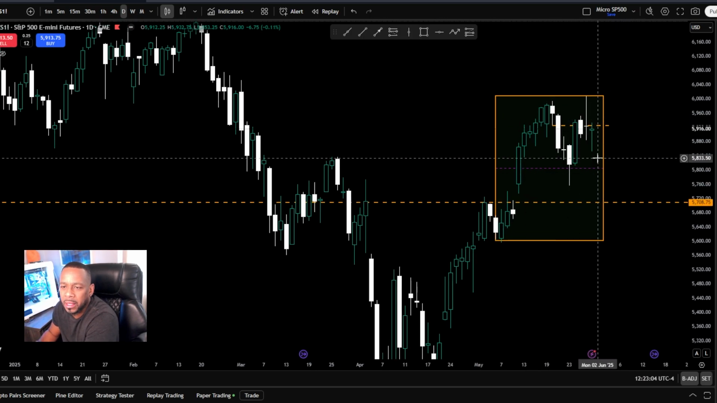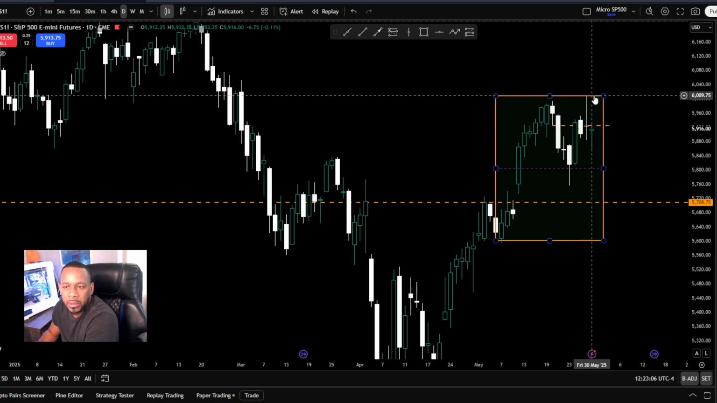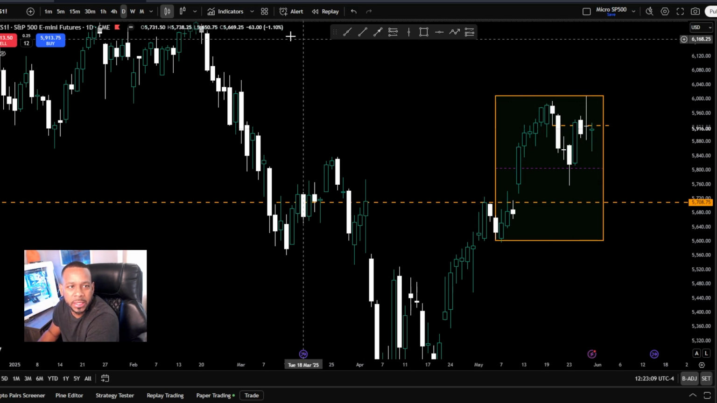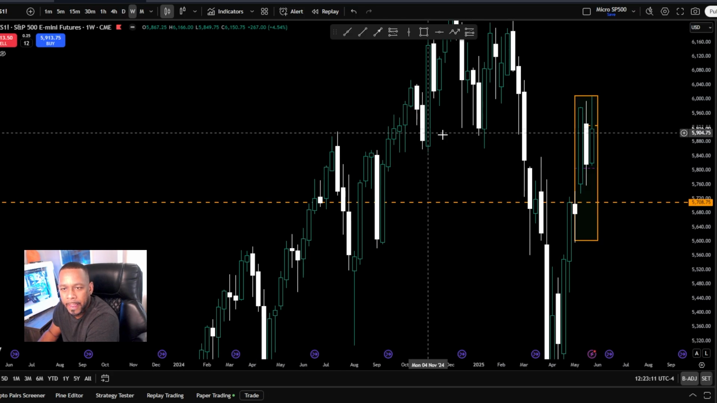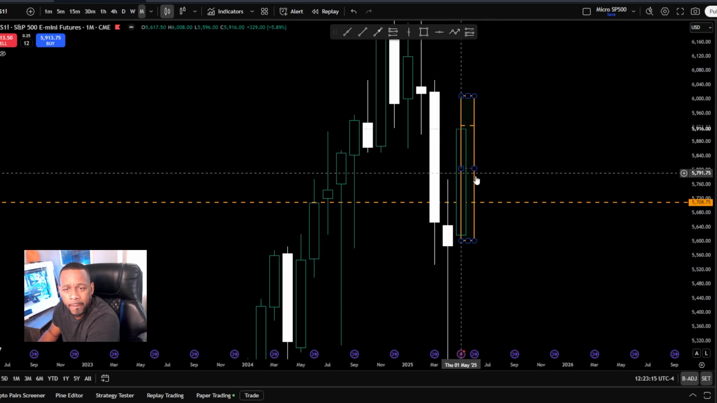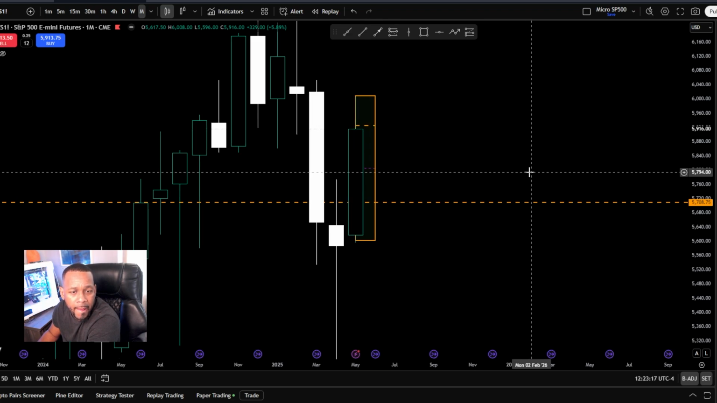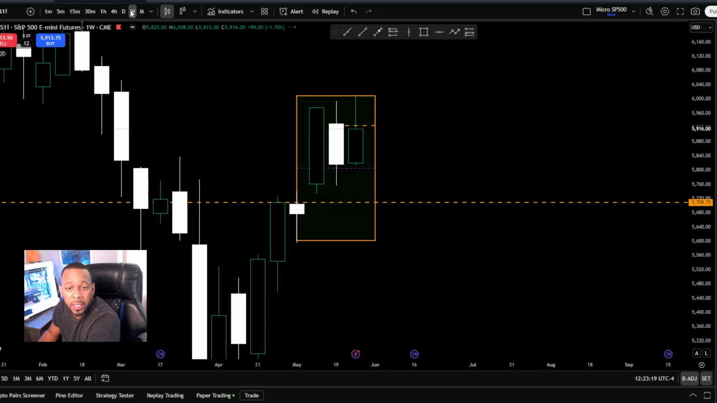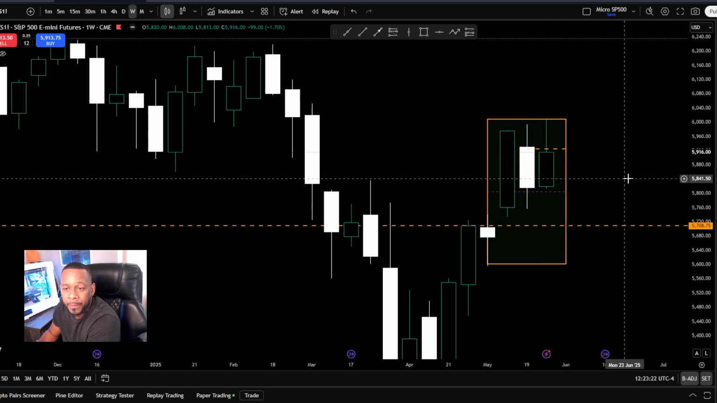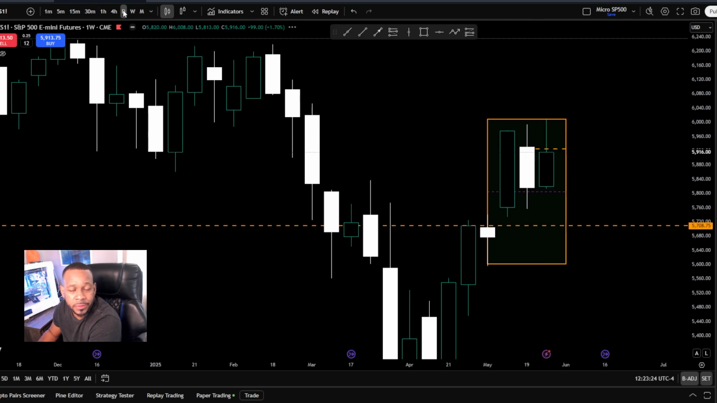S&P, same thing. Rejected from this area. What was up here? No, I didn't see anything. Let's go to the weekly. Still don't see anything. Monthly. If I don't see anything, the sellers just came in. They didn't want it to go any higher.